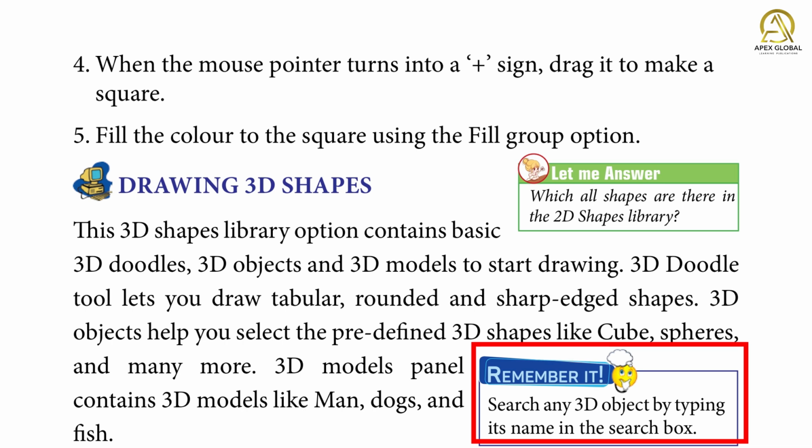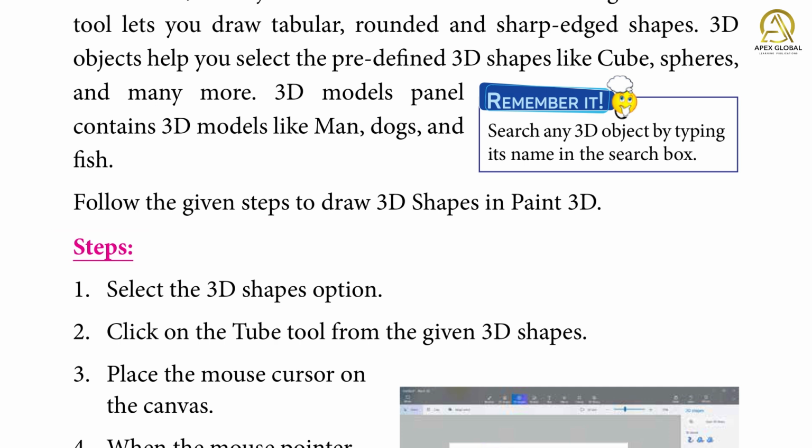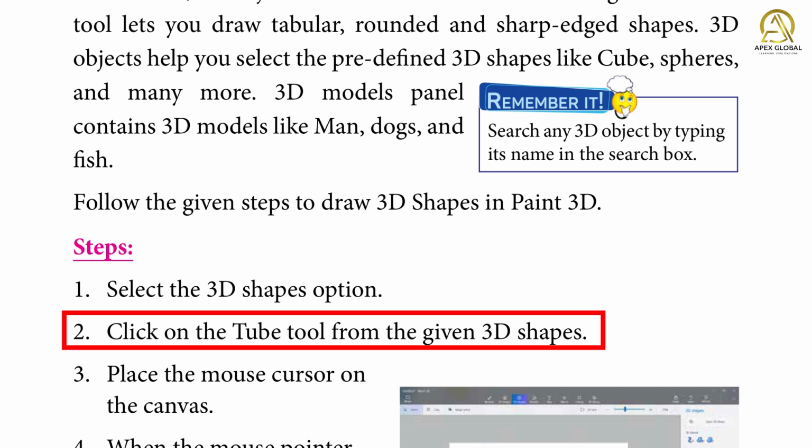Remember it. Search any 3D object by typing its name in the search box. Follow the given steps to draw 3D shapes in Paint 3D. Steps: 1. Select the 3D shapes option. 2. Click on the tube tool from the given 3D shapes.